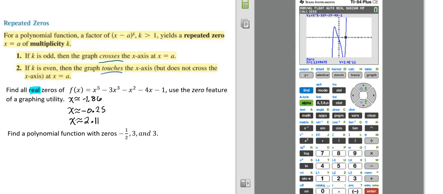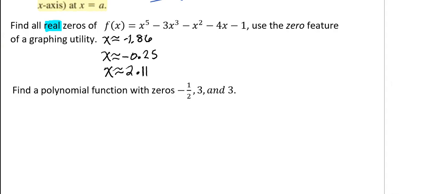for our function. So let's look at how you can determine what the polynomial function would be with specific given zeros. So I'm going to make that a little bit bigger. Here we're going to find a polynomial function with the zeros negative 1/2, 3, and 3. And that's not a typo. It's supposed to be a 3 and a 3. So what we're going to do is create these zeros.